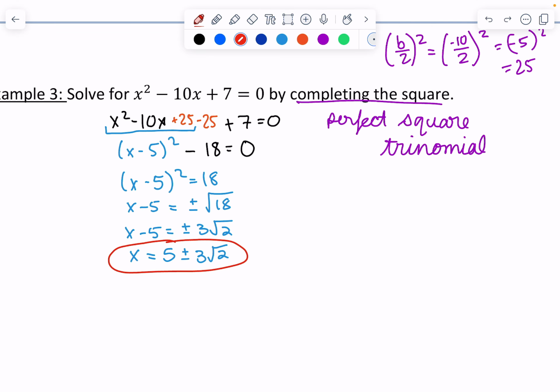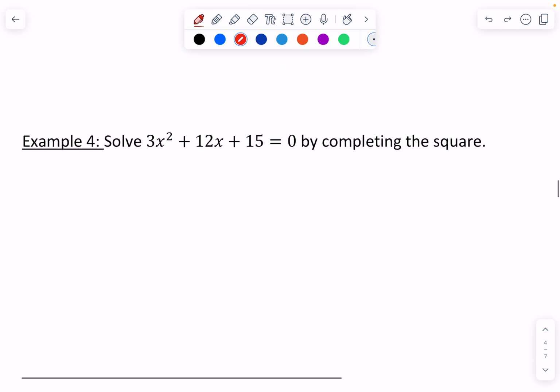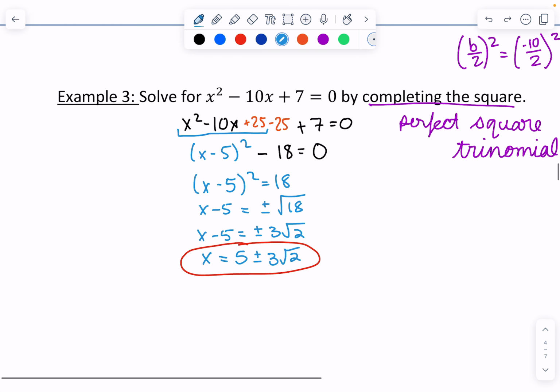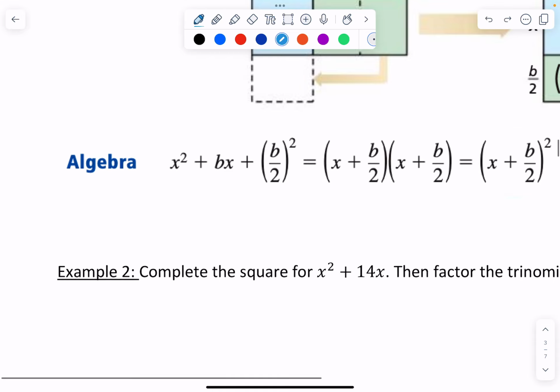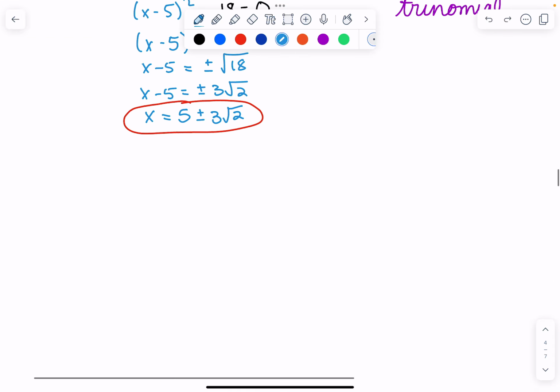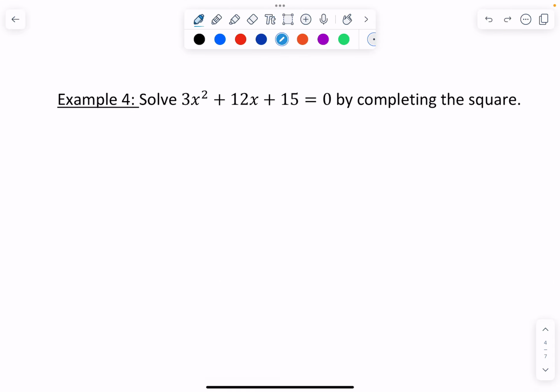Alrighty, so moving on. Example 4. We want to solve this equation by completing the square. Again, that means we want a perfect square trinomial. And hopefully you're looking at this and you're recognizing that this is kind of different from all the problems we've seen before, because every problem we've seen up to this point hasn't had a value for a other than 1, right? Here, the a value is 1. Here, the a value is 1, and so on. Now, that is important. In order to get a perfect square trinomial, we need the a value to be 1.